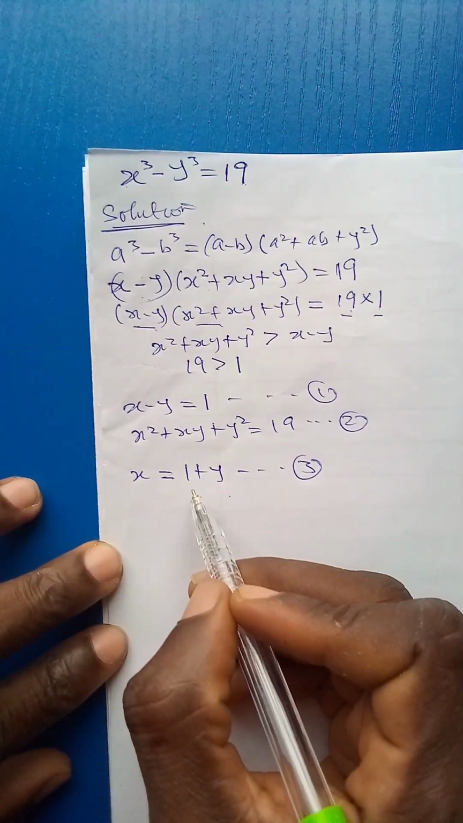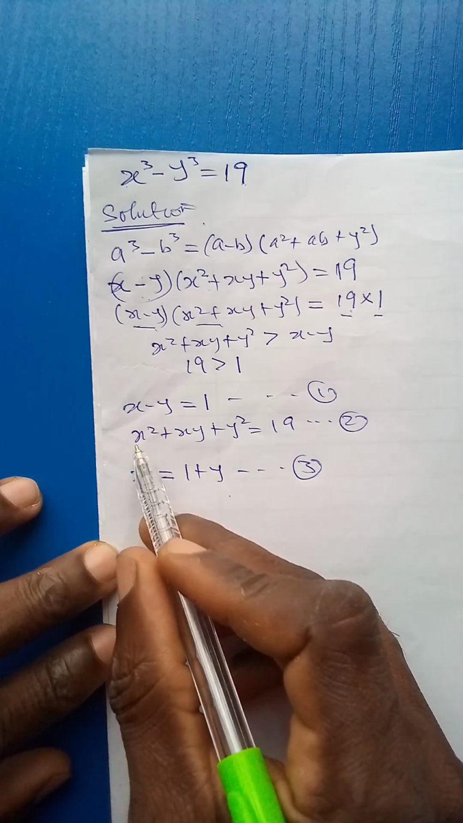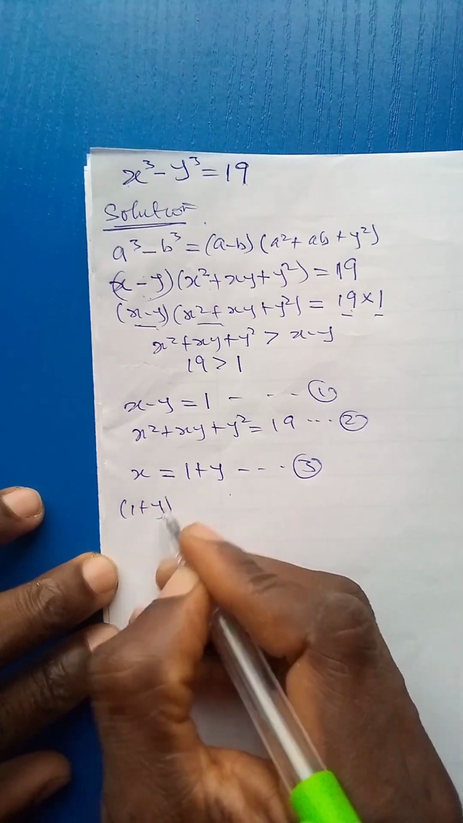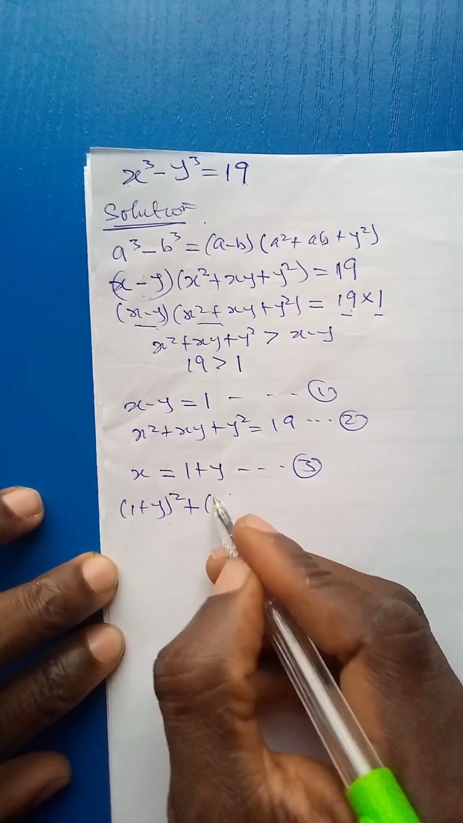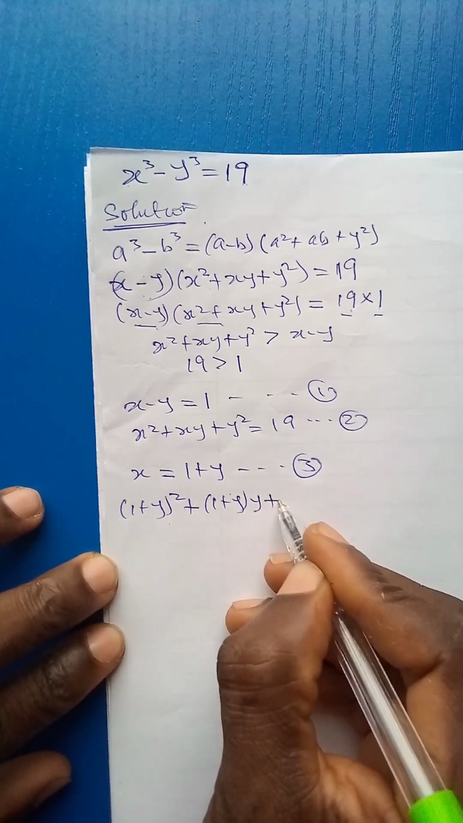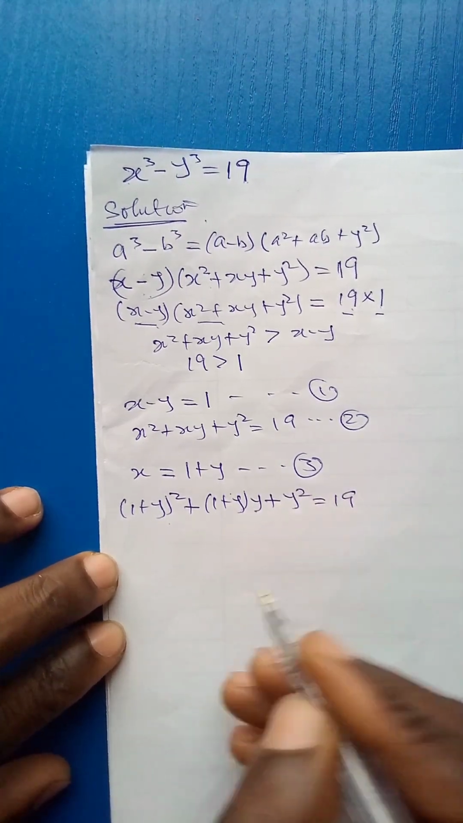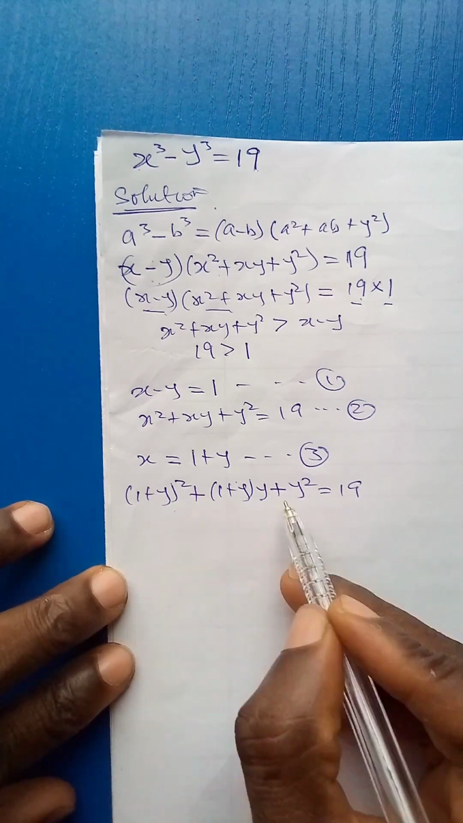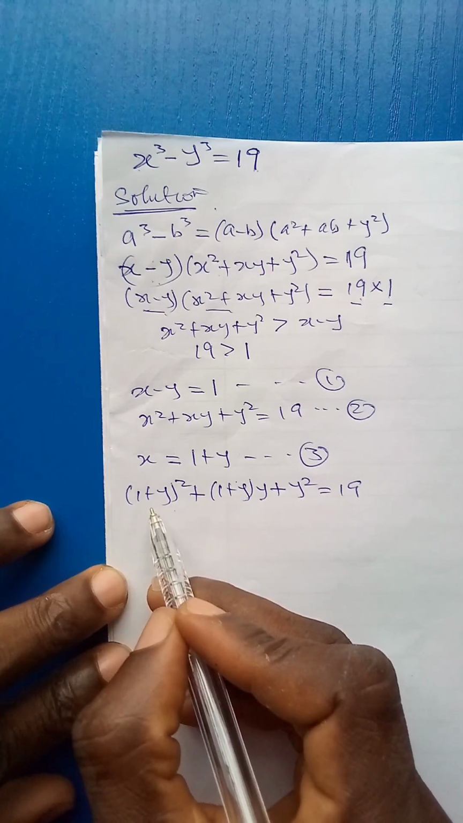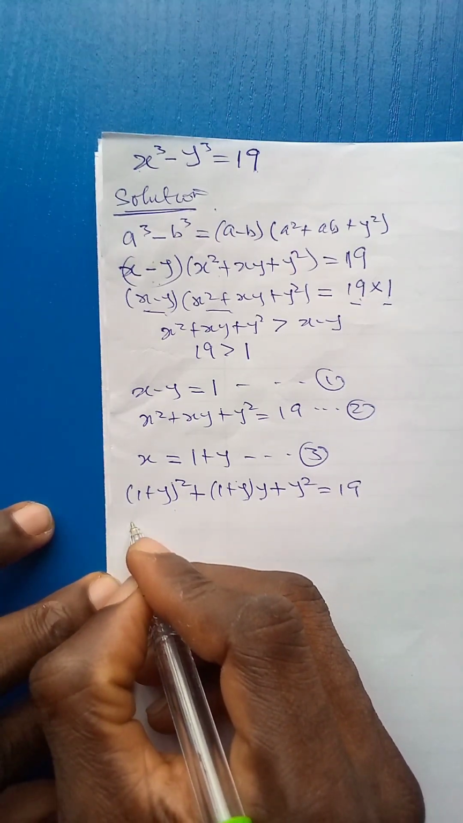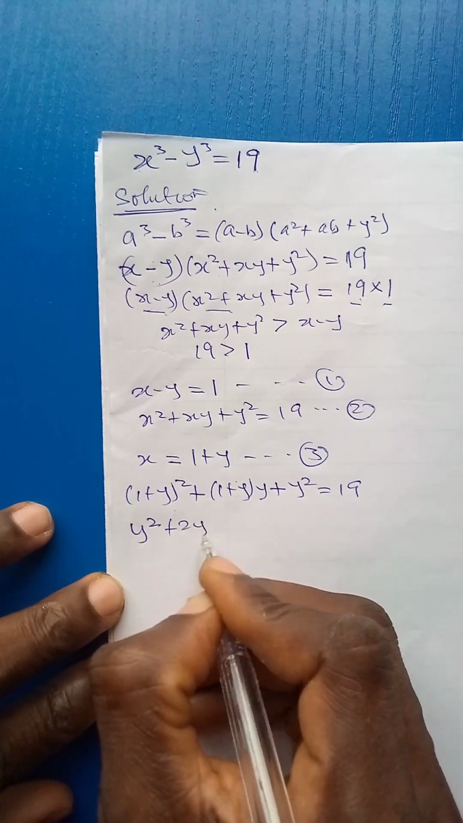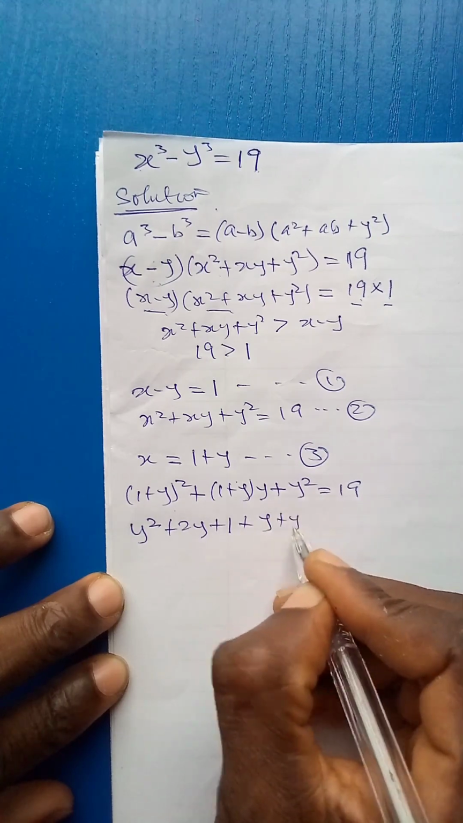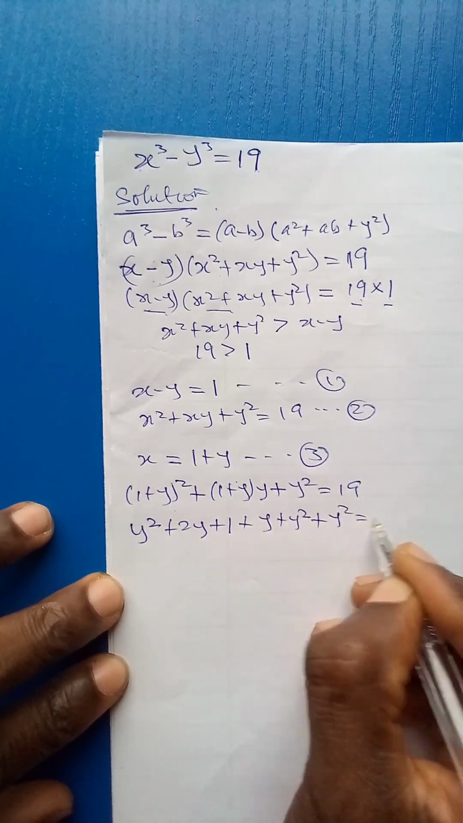So proceeding, I'm going to substitute 1 plus y for x anywhere I see it in equation 2. So here is x, so I have 1 plus y squared plus, this is also x, 1 plus y times y, plus y squared is equal to 19. That pretty much simplifies the equation into one equation and one unknown variable. Let us expand these brackets. I have y squared plus 2y plus 1 plus y squared plus y squared is equal to 19.